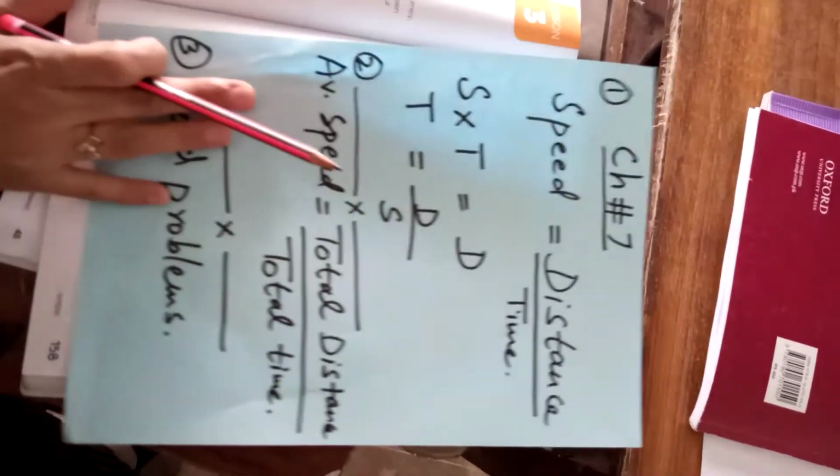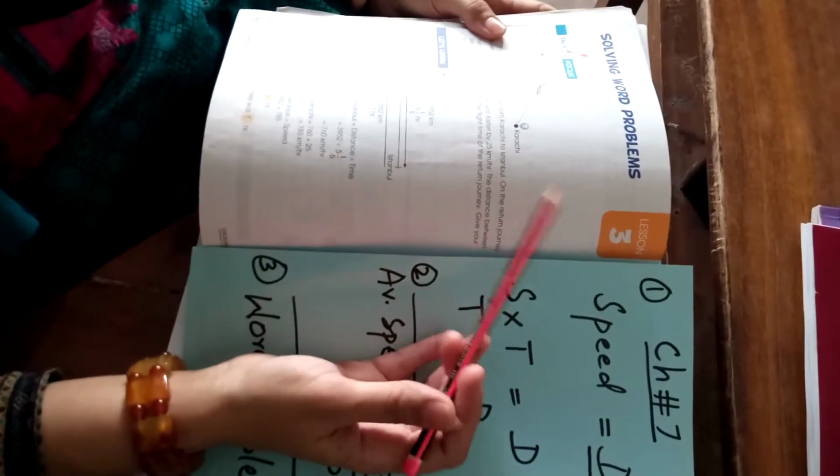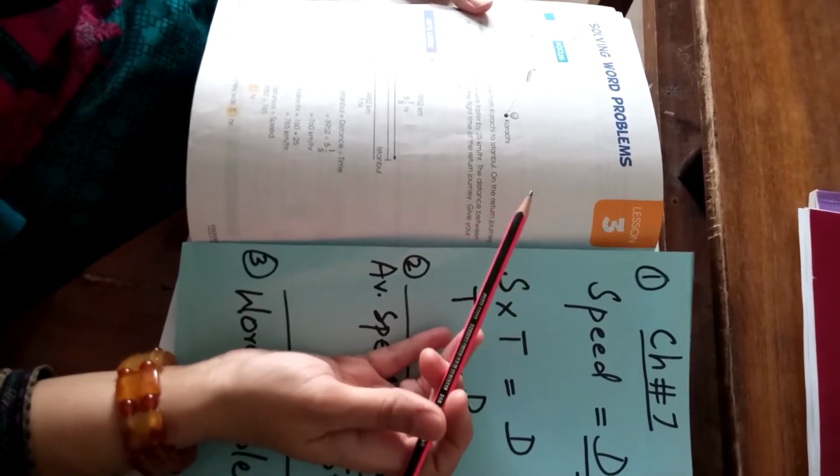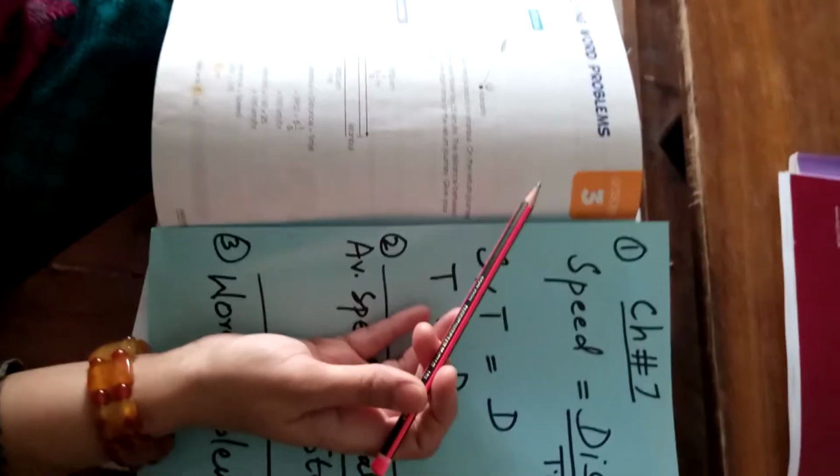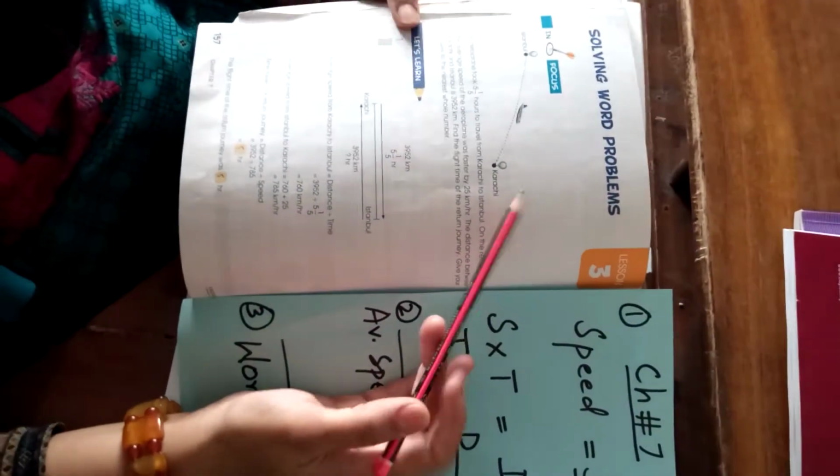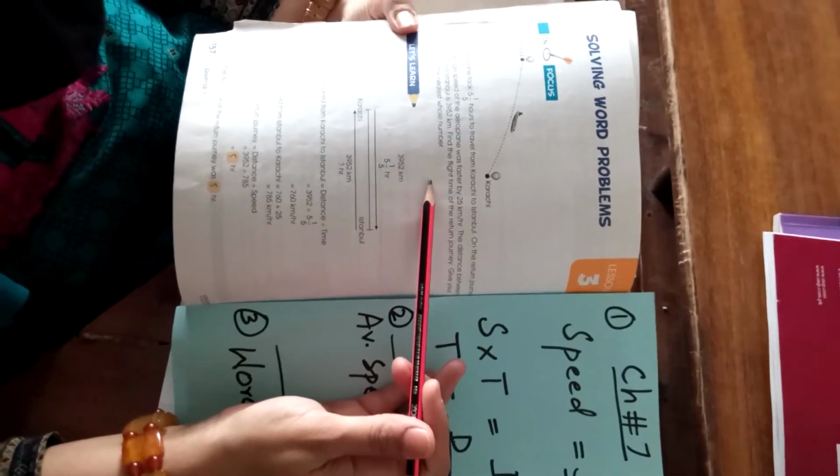Today I am going to start lesson number 3, which is the last topic of this chapter number 7, inshallah, and in my next class we will start the next chapter. Here, in this problem you are given a word problem, and we will see how you find the thing which you have to find out.